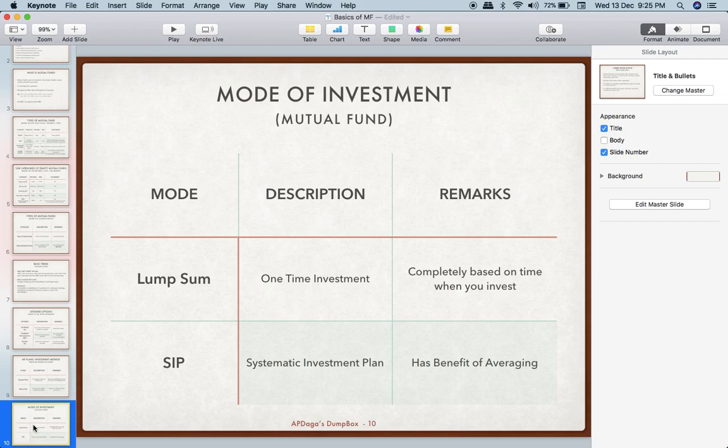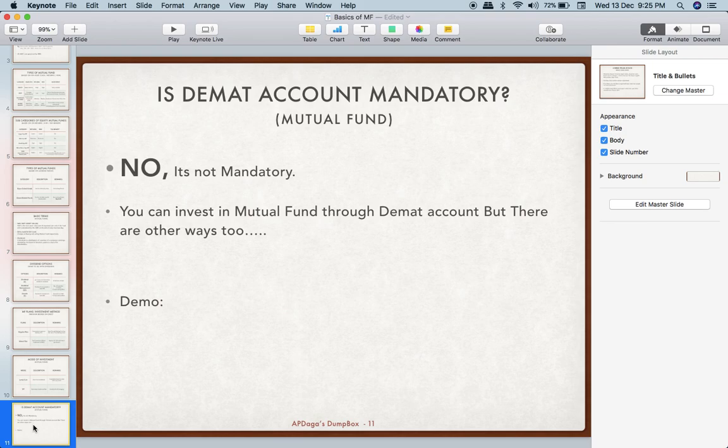Or you can invest manually also in each month, so that is also similar to SIP. Okay. Then the last question, that is Demat really mandatory for mutual fund? The answer is no, it is not mandatory. It is one of the ways to invest into mutual fund, but there are other ways also. In my next video I will show you how to invest into direct plan without any extra fees.